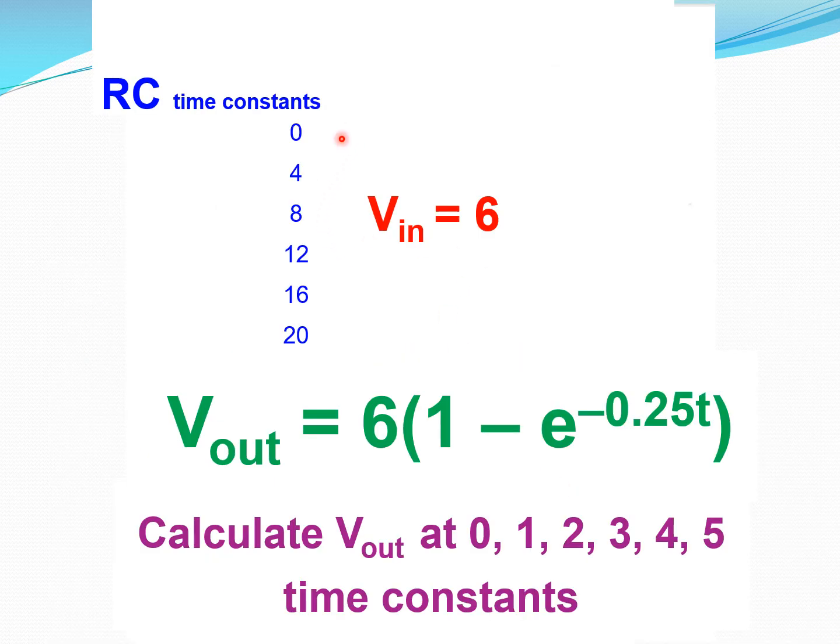Okay, let's look more closely at the RC time constants. The RC time constant, as we said, was 4 milliseconds. So after one time constant, it's 4 milliseconds. Two time constants, 8 milliseconds. Three time constants, 12 milliseconds. Four time constants, 16 milliseconds. Five time constants, 20 milliseconds. The input voltage is always 6 volts. It's constant, so that never changes. So at all these times, the input voltage will be 6 volts. Here's the output voltage that we established from solving our differential equation. Let's calculate V out at the various time constants.